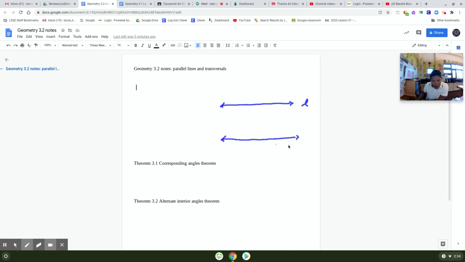line M. If line L is parallel to line M, I could show that in my diagram by adding an arrow here. I could make two arrows here and two arrows here. That shows that the two lines are parallel. If I have a third line and it intersects both of those lines, this line T is the transversal. And in that diagram, since line L is parallel to line M, I could write it like this as well. Line L is parallel to line M.